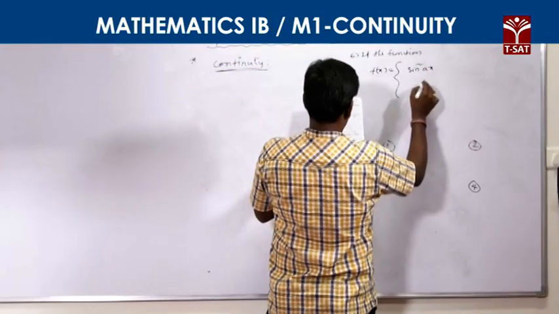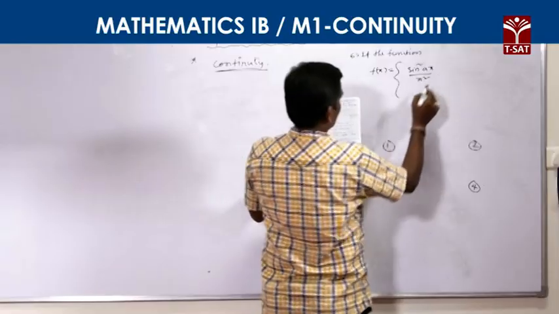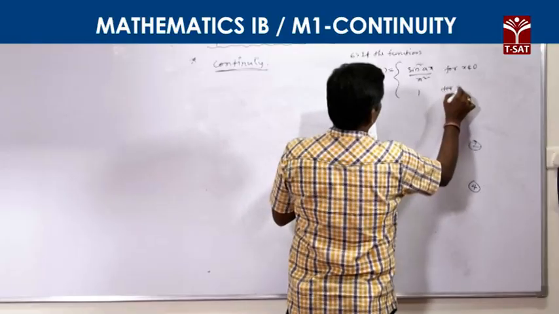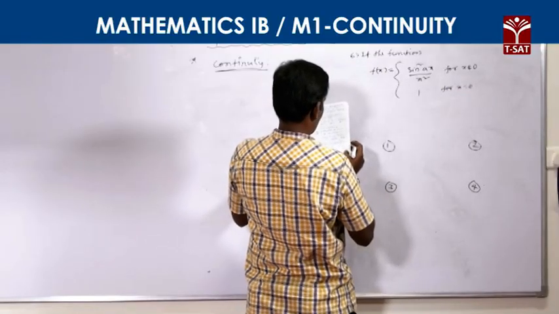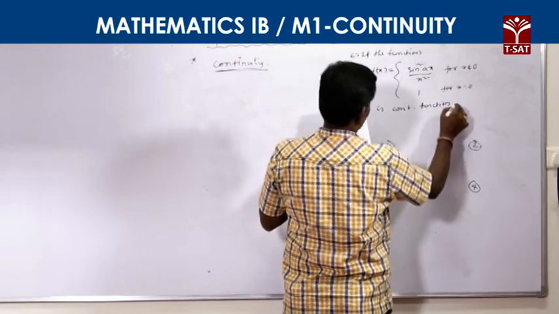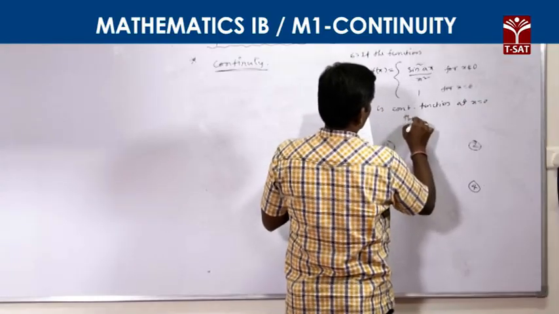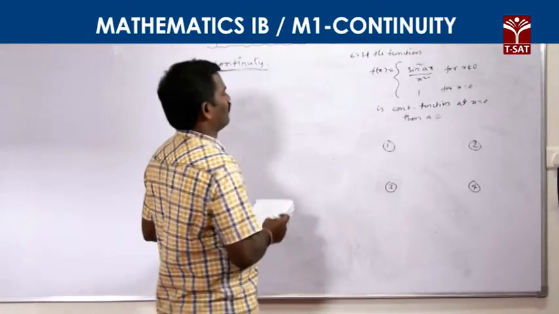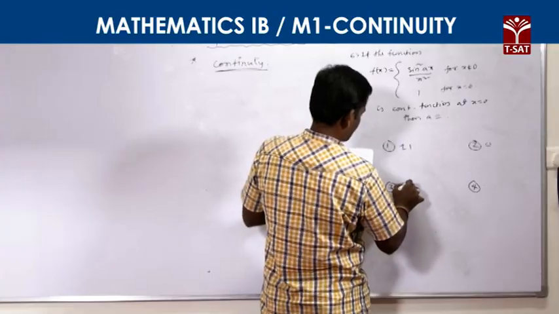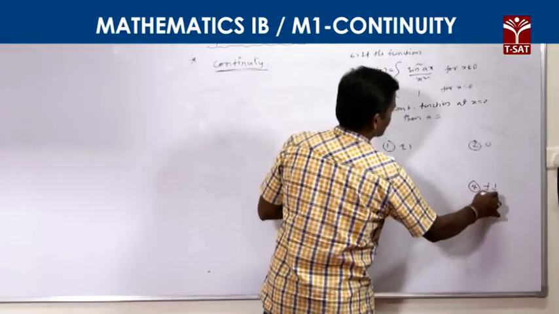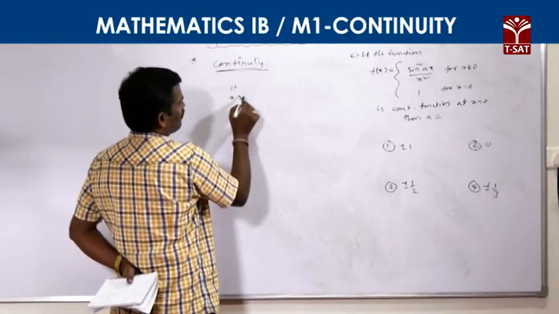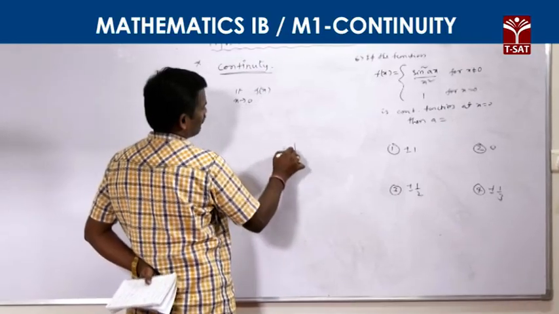Next question: f of x equals sine square of ax by x square for x not equal to 0, and 1 for x equals 0, is a continuous function at x equals 0, then a is equal to. The options are plus or minus 1, 0, plus or minus 1 by 2, plus or minus 1 by 3. Here the function is given as continuous, so we need to prove that limit as x tends to 0 of f of x equals f of 0.